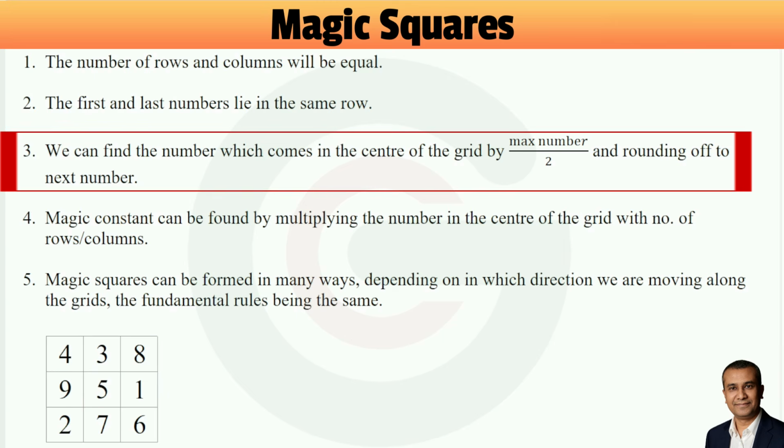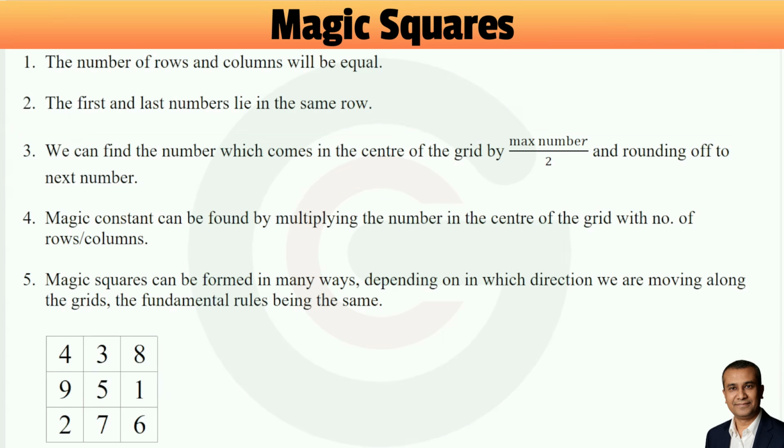Now here, the highest number in the grid is 9 because 3 into 3 is 9, so there will be 9 boxes. So 9 divided by 2 will be 4.5. This number we have to round off to the next number, which is 5. So 5 is the number which comes in the center of the grid.